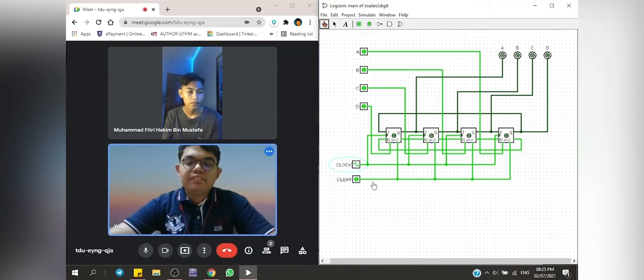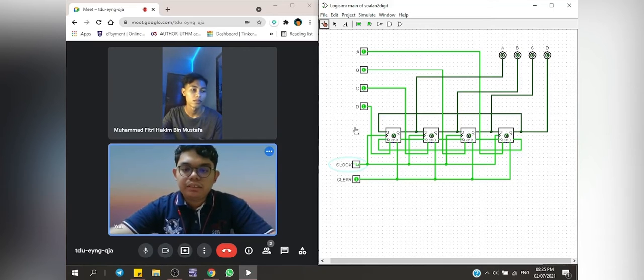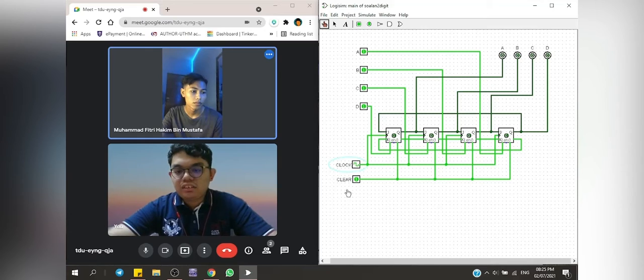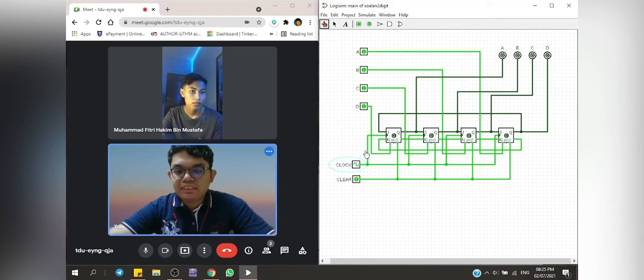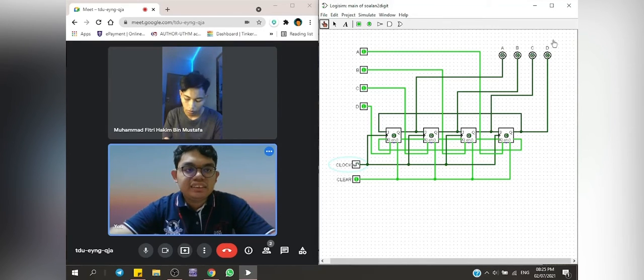For line number 5, clock and D1, C1, B1, and A1. The clock pulse will be 2. The output will be D0, C0, B0, and A0.